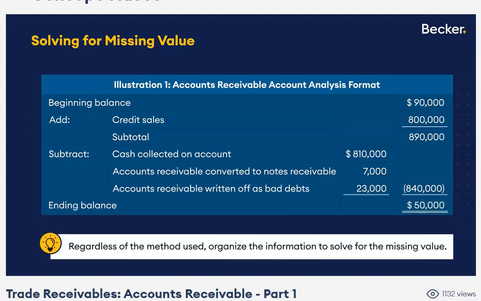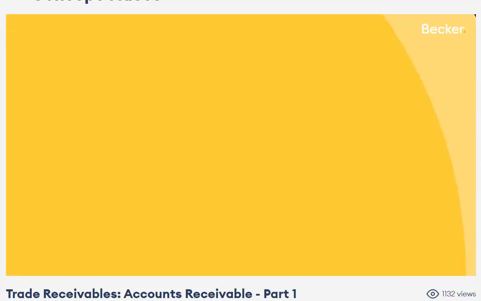Regardless, the method that you use works, and all you have to do once you've finished organizing the information is to figure out, okay, what piece is missing and what do I need to do to solve for that missing piece. And that's the value in these different tools, is really about organizing the information in a way that makes it easy to highlight what you're trying to solve for.